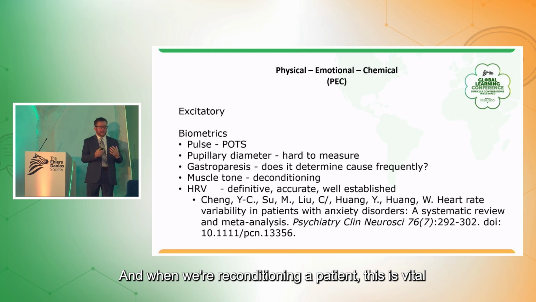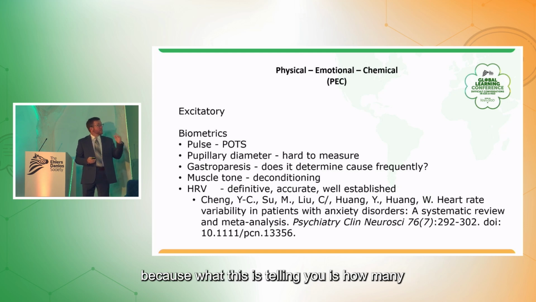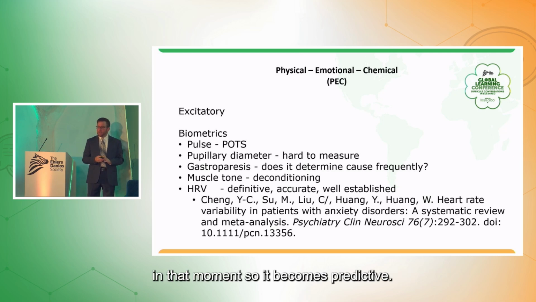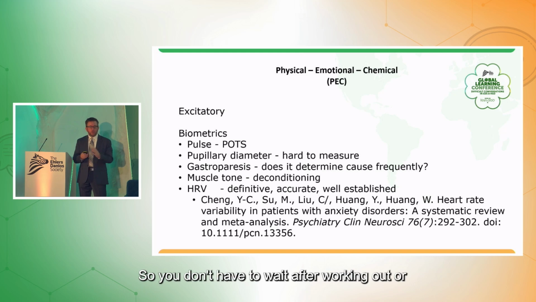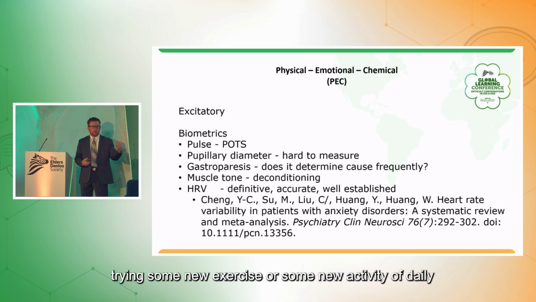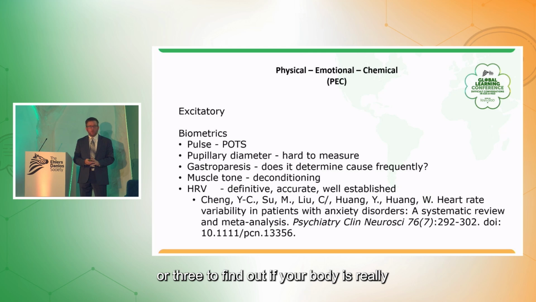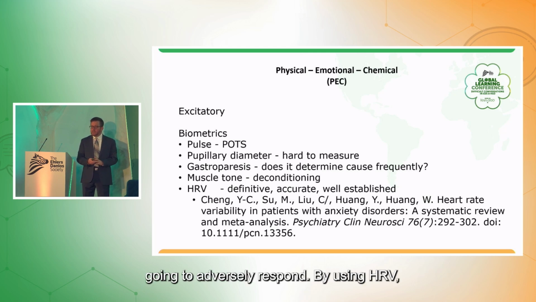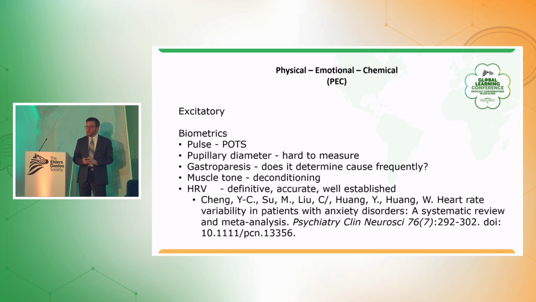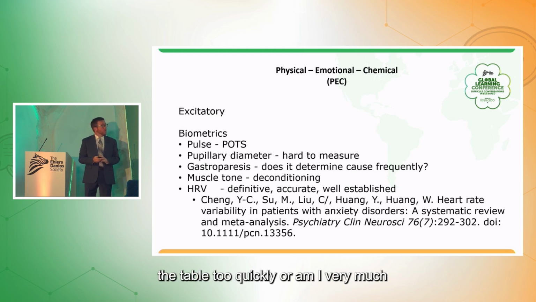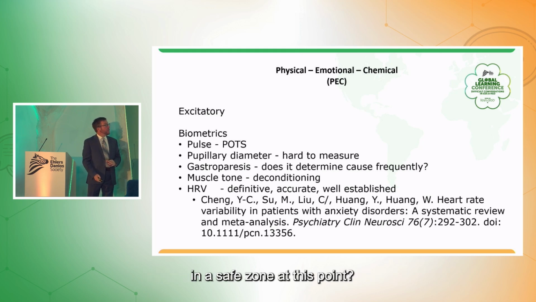And when we're reconditioning a patient, this is vital. Because what this is telling you is how many spoons do you actually have that day, and really in that moment. So it becomes predictive. So you don't have to wait, after working out or trying some new exercise or some new activity of daily living, a day or 2 or 3 to find out if your body is really going to adversely respond. By using HRV, you can start seeing in the moment, is this becoming really stressful for my body, in which case I'm taking too many spoons off the table too quickly, or am I very much in a safe zone at this point?